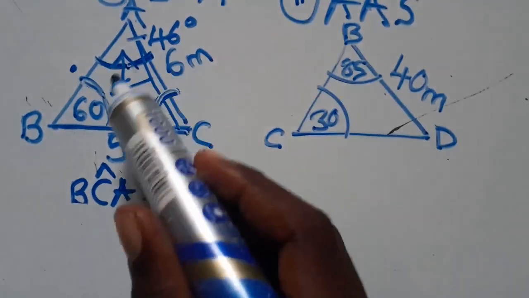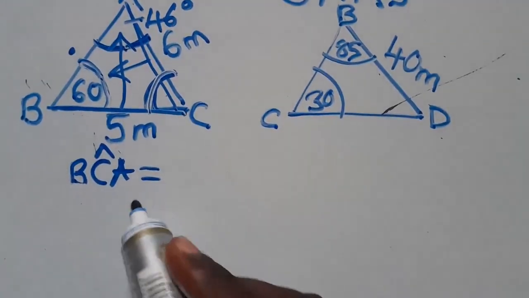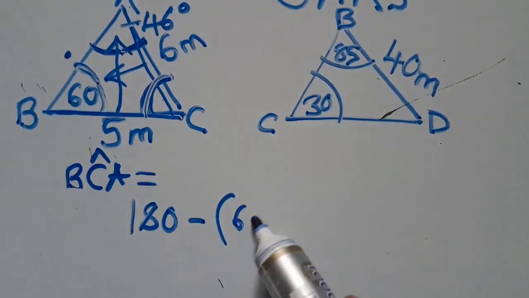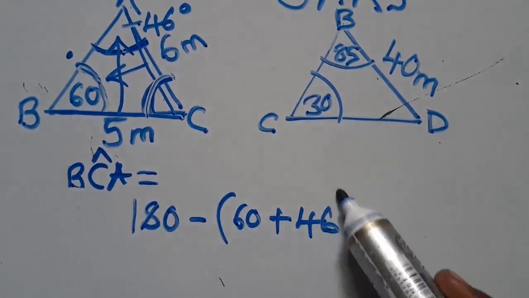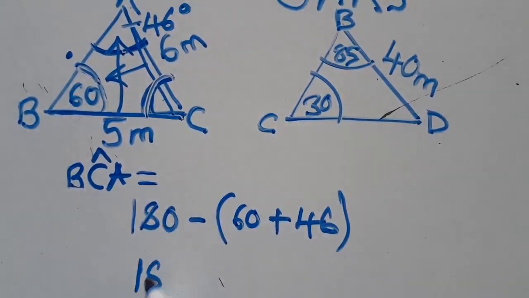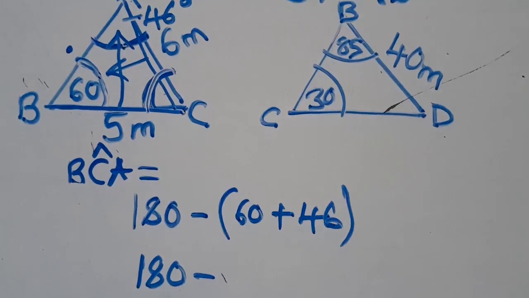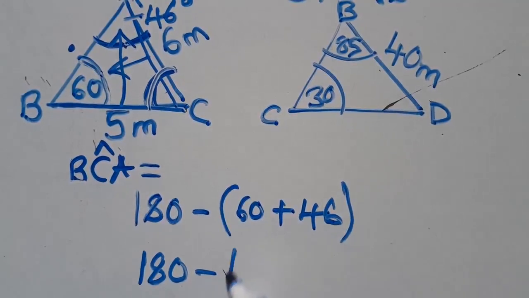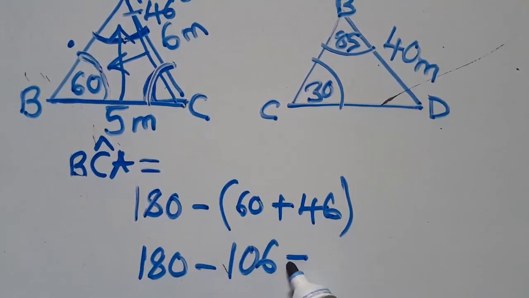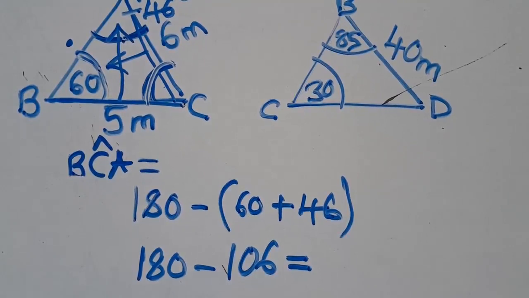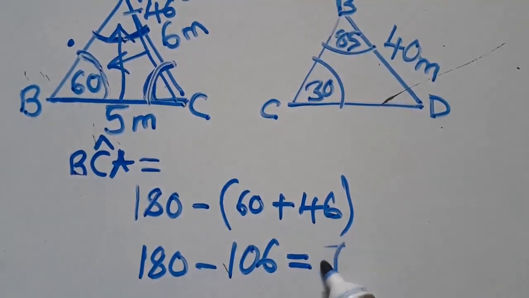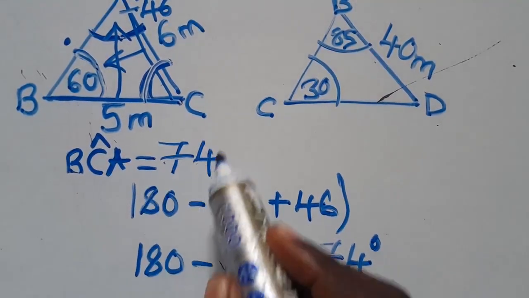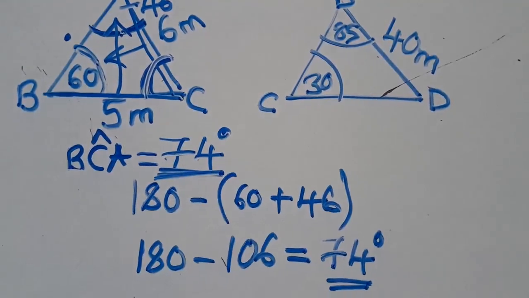You know that the angles inside the triangle add up to 180. You are going to say that 180 minus, when you add 60 plus 46, you do this. So you say 180 is equal to 46 plus 60. What answer are you getting? You're getting 106. When you subtract there, you're going to get 74 degrees. So the answer there is 74 degrees. That's how you need to answer it.